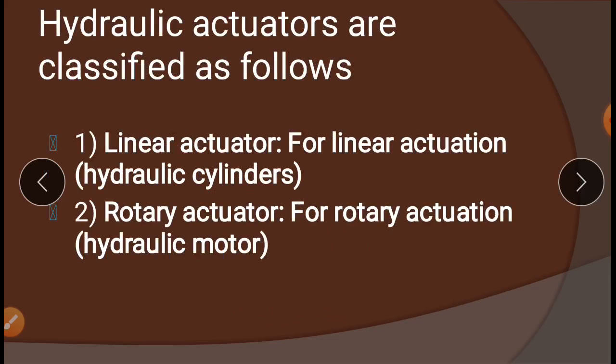So hydraulic actuators are classified into two types. One is linear actuators, another one is the rotary actuators. So what do we consider as linear actuators? The motion which is expected from the linear actuators is in a straight line. So with linear actuators, you get motion in a straight line, that is, reciprocation, lifting. The movement in a straight line is what we call linear actuators.